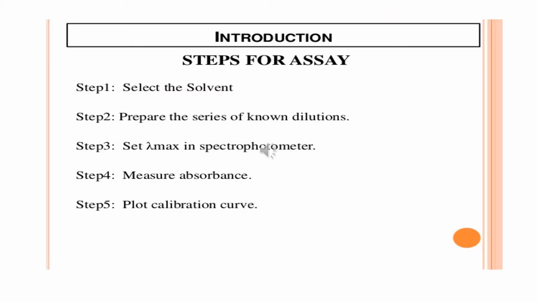Steps for assay. First step is select the solvent. Second step is prepare the series of unknown dilution. Third step is set lambda max in spectrophotometer. Fourth step is measure absorbance. Fifth step is plot calibration curve.